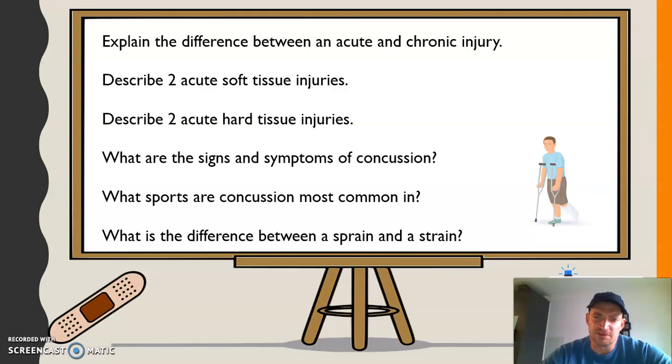What are signs and symptoms of concussion? What sports is concussion most common in? Gave you a little insight to that, but you might want to do some more research, maybe Google that and see what sports come out on top for the UK, maybe, or whatever country you're in. Signs and symptoms of concussion, there was some stuff on there, but you might again want to go away and have a look at that.